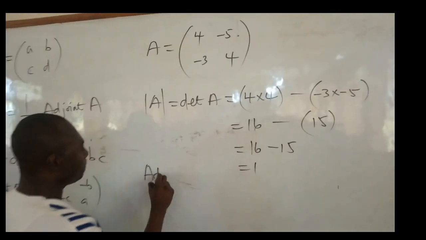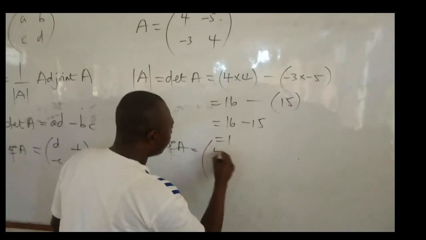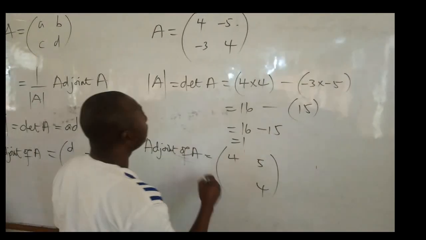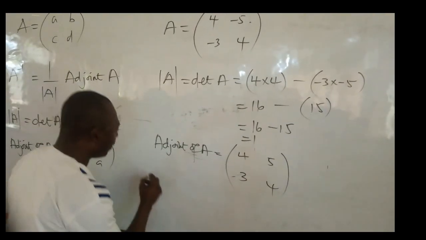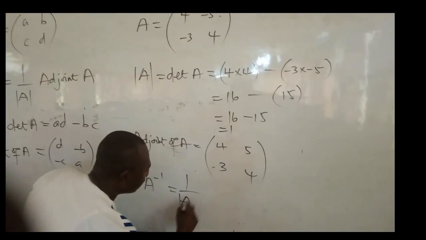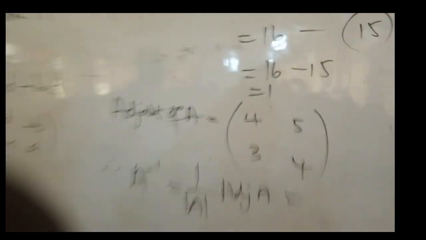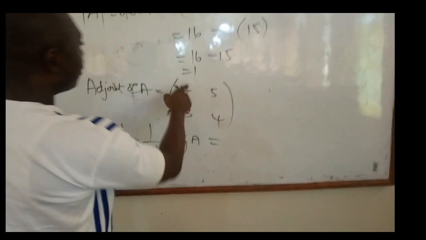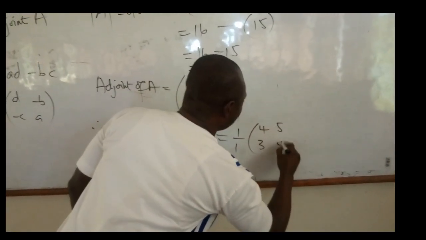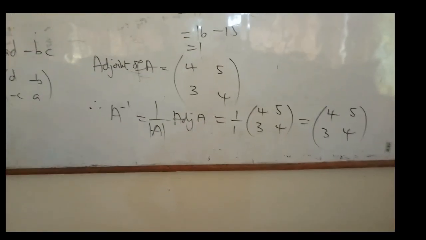Now the adjoint of A: we just interchange the positions of 4 and 4. Because we have the same number there, this will be 4, 4, and then we negate the negative 5 to get 5, negate negative 3 to get 3. Therefore, A inverse is equal to 1 over the determinant times the adjoint of A. Because the determinant is 1, it is 1 over 1 times the adjoint, which is 4, 5, 3, 4. So this is how to find the inverse of a 2 by 2 matrix.